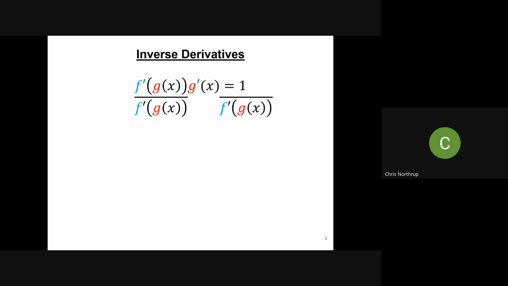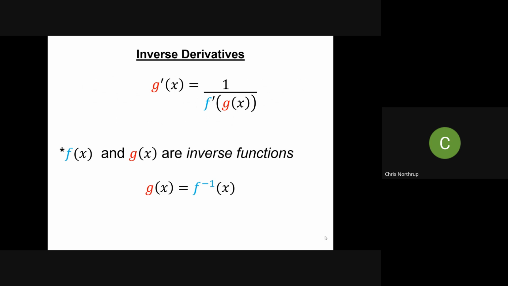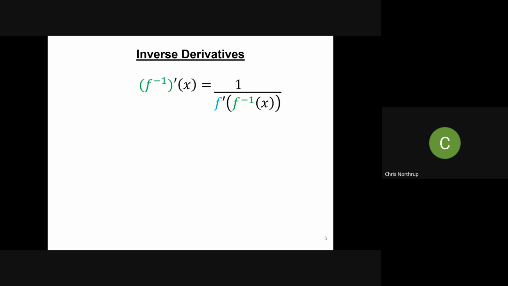So if I divide both sides by f prime of g of x, it tells me that g prime of x is 1 over f prime of g of x. And one thing to keep in mind from the beginning, f and g are inverse functions. One way to express that would be to say that g is the same as f inverse of x. So if I replace g with f inverse, it looks like f inverse prime of x is the same as 1 over f prime of f inverse of x.